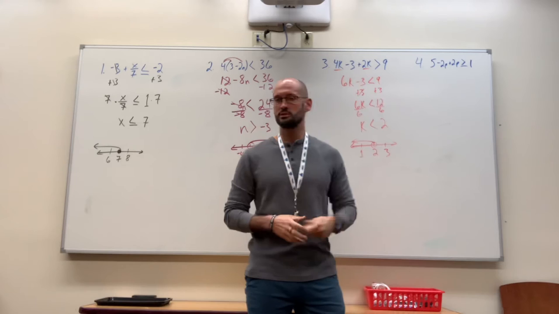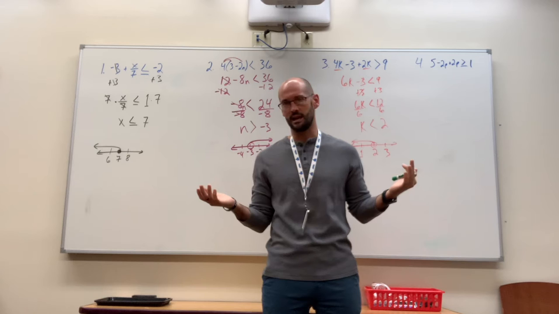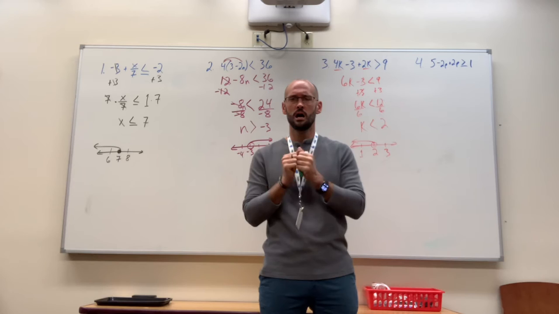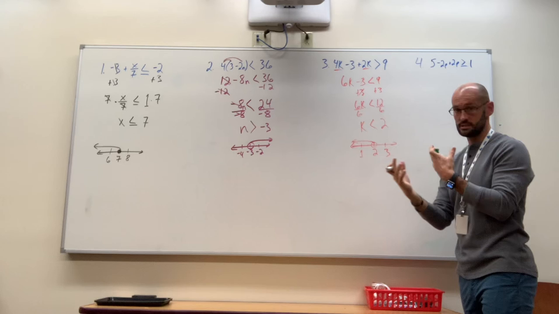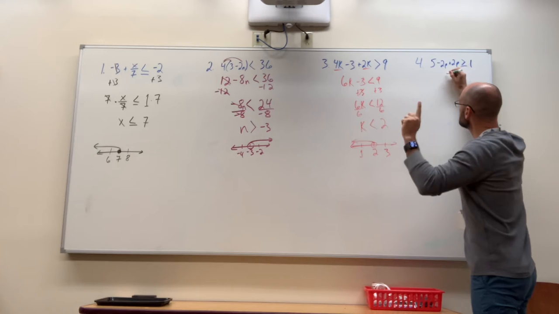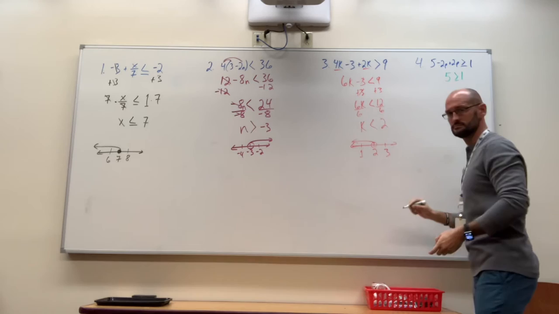Some of you are realizing already what's going to happen. Like, wait a sec. You got 2p and you take away 2p? Yeah, they cancel. Don't freak out. Again, watch and then write the problem down. So you're correct. When we combine like terms, because we are simplifying each side before we move anything, these cancel out and you're left with 5 greater than or equal to 1. You see that? Now this is where we need to talk about this.